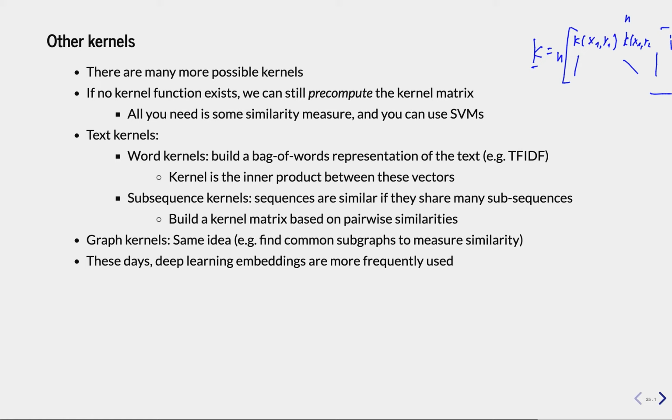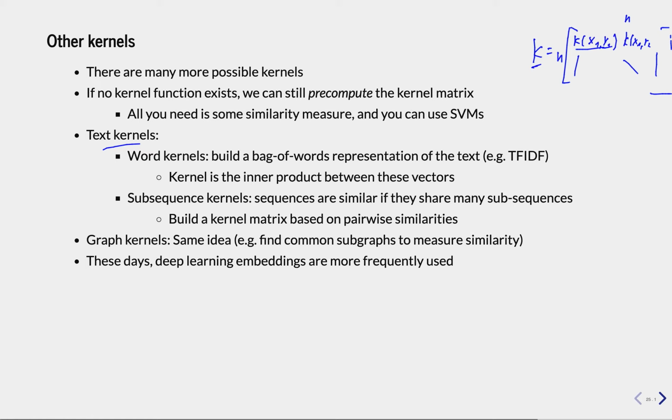Which means that if you have some similarity measure which already exists, you can compute similarity between all your points, come up with a kernel matrix, and use kernelized SVMs. A typical example for this are text kernels. So these are kernels for text.